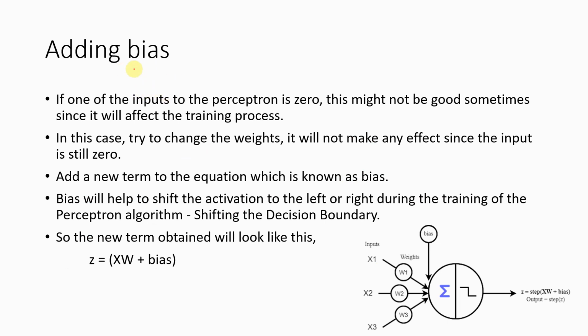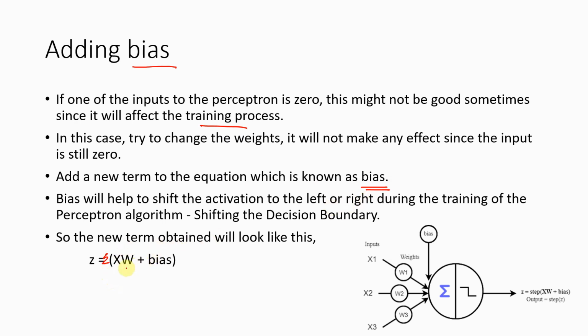In the summation function, we can add a bias. What is the need of the bias? If one of the inputs of the perceptron is 0, this will not give a good estimation during the training process, because when we multiply 0 with the weight, there is no effect on the summation. So we add a new term to the equation, which is called the bias. The bias will shift the decision boundary either left or right during the training process based on the input data, so that we get linearly separable boundaries.